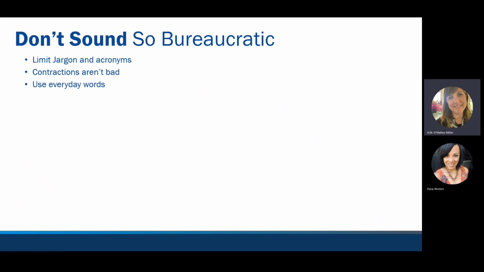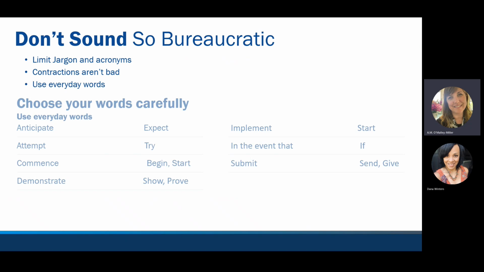Contractions aren't bad. The test for this that I often talk about is a great thing to do: say things out loud, read your email out loud to test it for plain language. Chances are you're using contractions, you're not using long words, so using everyday words is really important as well, and that'll be caught if you do read your stuff out loud.